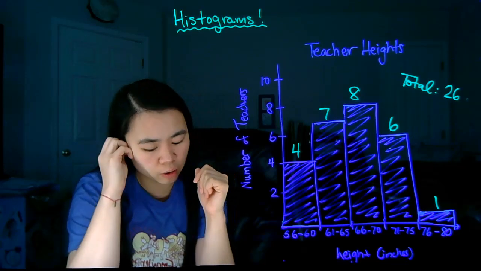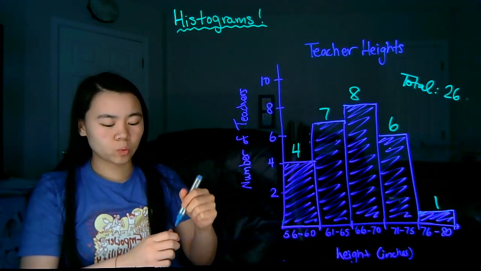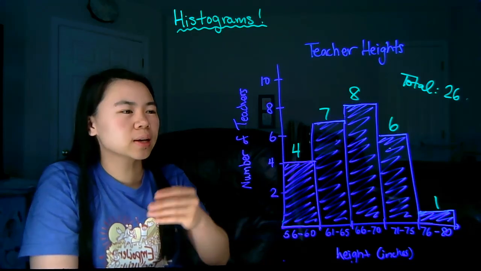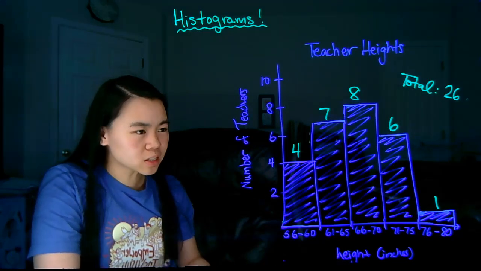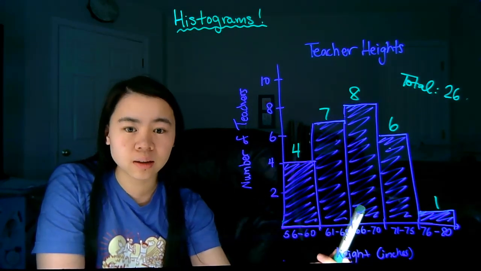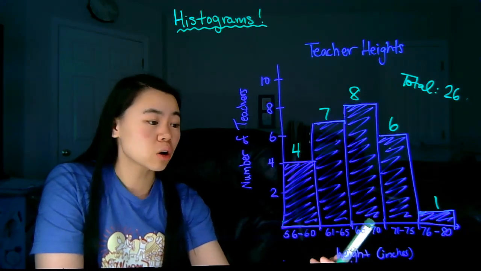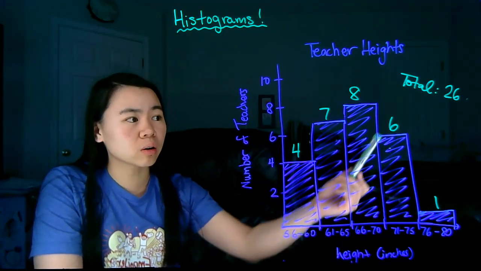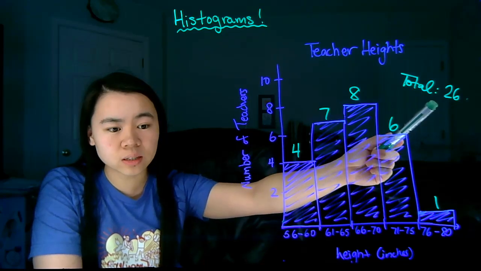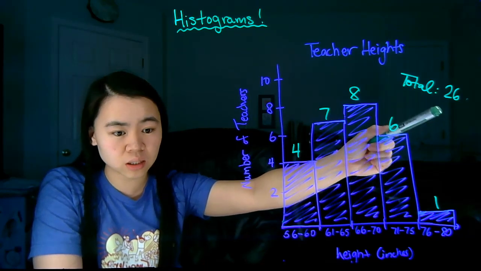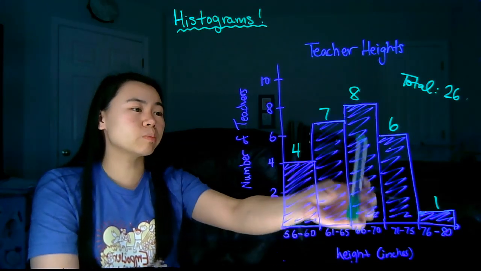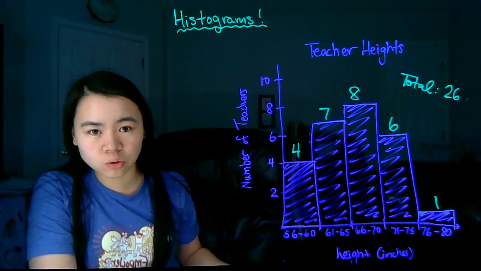Let's practice figuring out our percentage. Why do we figure out our percentages? It's nice to know how much of our total is within these bars. Just because this bar is the tallest does not mean that the majority of our teachers are this height. Majority is over 50, over half. Are there over half of 26? That's 13. Half of 26 is 13. Are there 13 teachers within that range? No. So just because the bar is the tallest doesn't mean it's the majority.